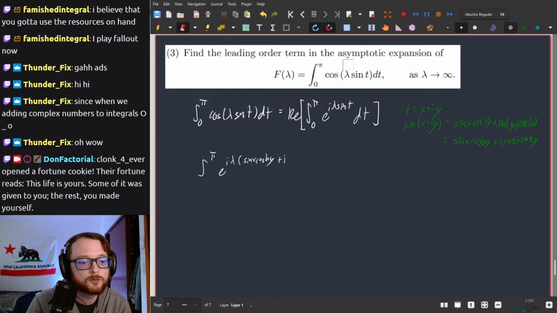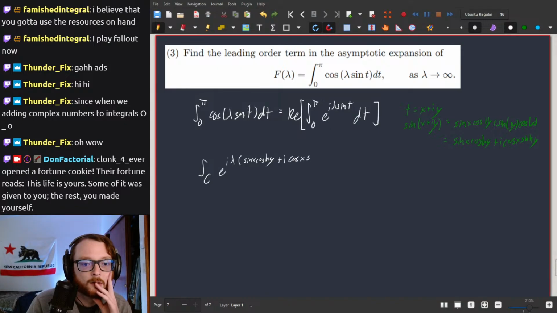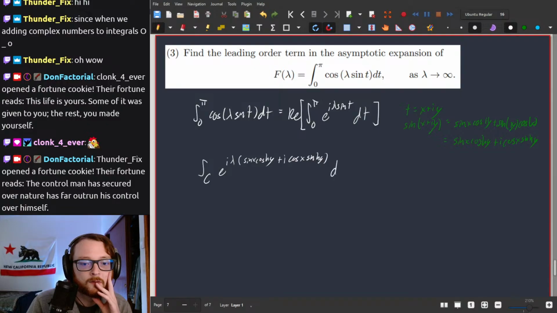You know what? I shouldn't do 0 to pi. I should do it on some contour C. Sinh y. D... I guess I'm going to say ds, because I don't know what else to call it. Maybe it's still dt.